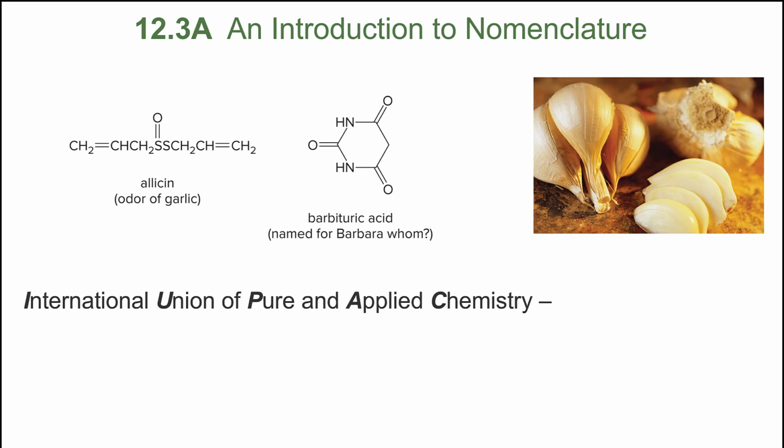Aside from just drawing a whole bunch of different isomers from each other and counting out carbons, we can use the name of the compound to determine if something is an isomer or not. There used to be names of compounds that just came from whoever invented it or wherever it came from. The odor of garlic is called allicin, and that may have come from the Latin name for garlic. And this structure is barbituric acid, and it was named for somebody named Barbara, but nobody knows what the root of that is. So a group of chemists from the International Union of Pure and Applied Chemistry got together, and they came up with the IUPAC system of nomenclature.